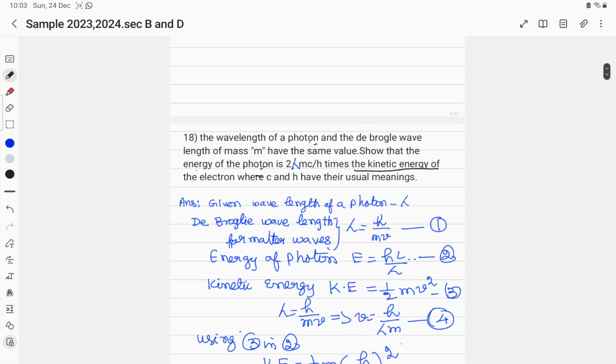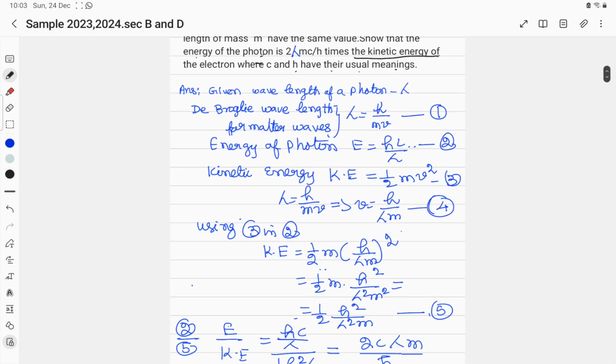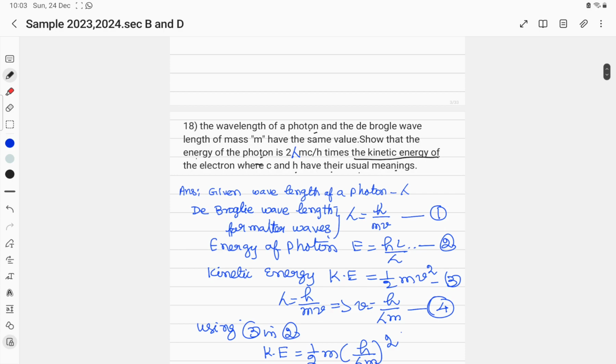Question number 18. The wavelength of a photon and the de Broglie wavelength of a mass m have the same value. Show that the energy of the photon is 2 lambda mc by h times the kinetic energy of the electron, where c and h have their usual meanings. First read the question carefully.